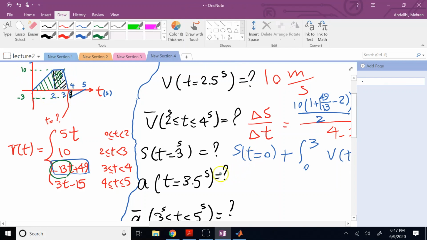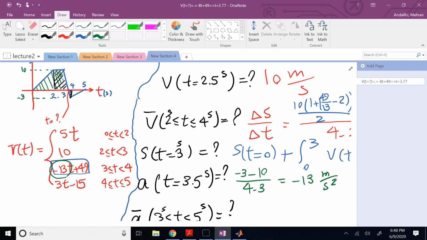So all I can do is just to subtract. I can say it is the velocity at 4, which is negative 3, minus the velocity at 3, which is 10, divided by what? 4 minus 3, which we calculated to be negative 13, and the unit is meters per second squared. Okay?